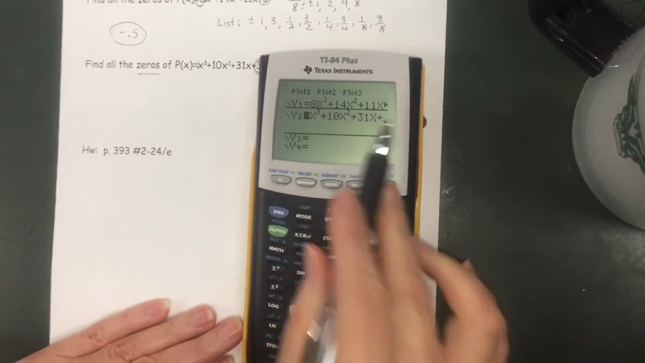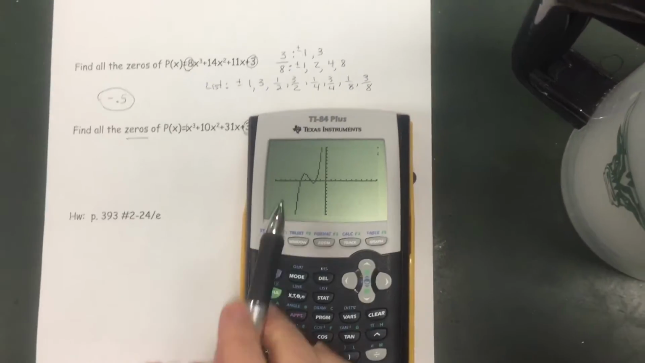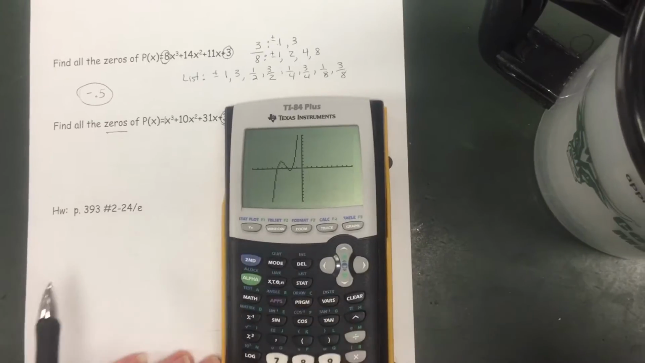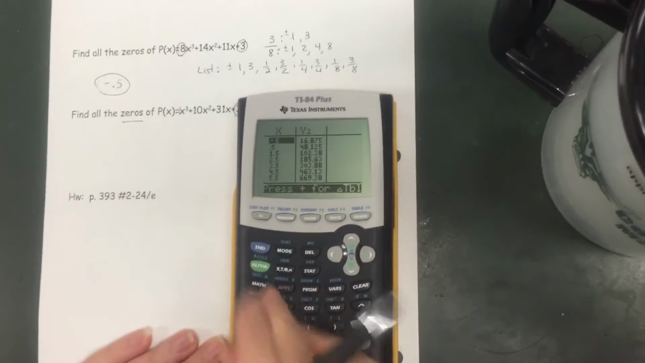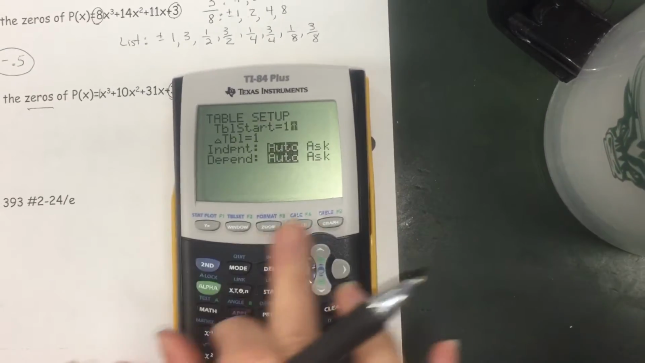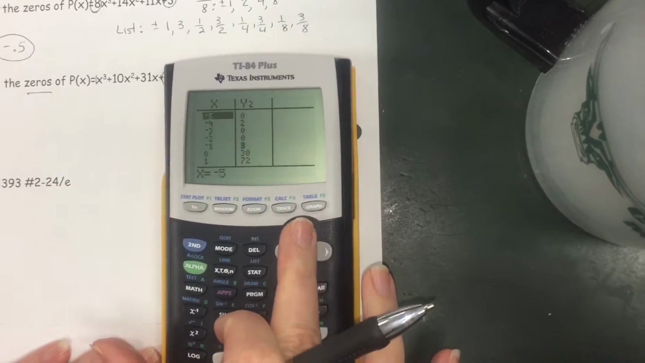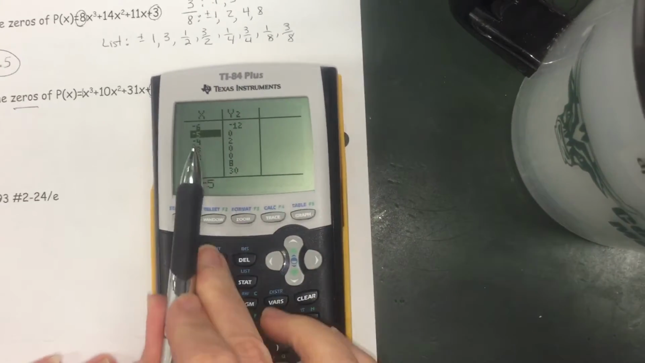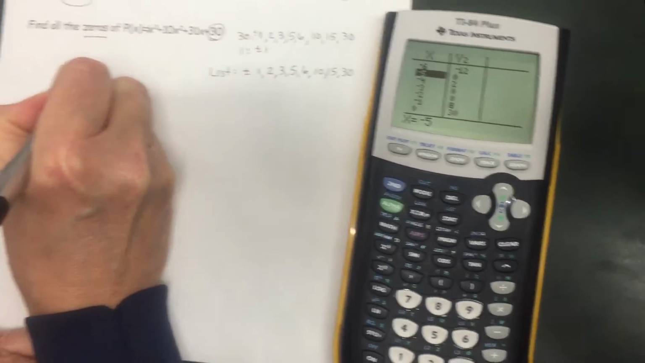I have the polynomial already put in. I'm going to take a look at the graph, and you can see this time the graph crosses 3 times. I'm going to look at my table and see if any of these are going to be in there. So I go back to my table set and go back to 1. Let's see if we have any zeros. Let's move up here. Oh, we do. Here's one: -5, and of course -5 was in my list. So -5 is a 0.